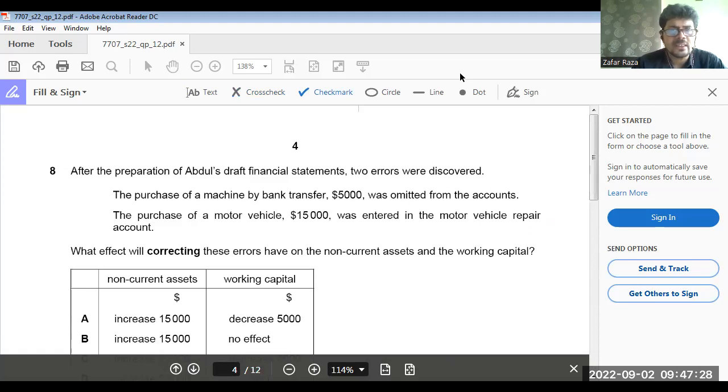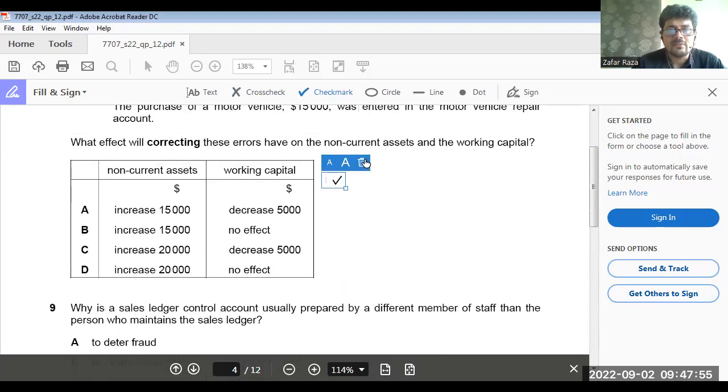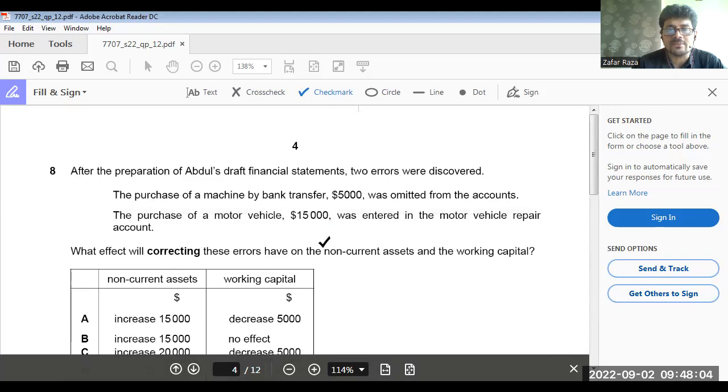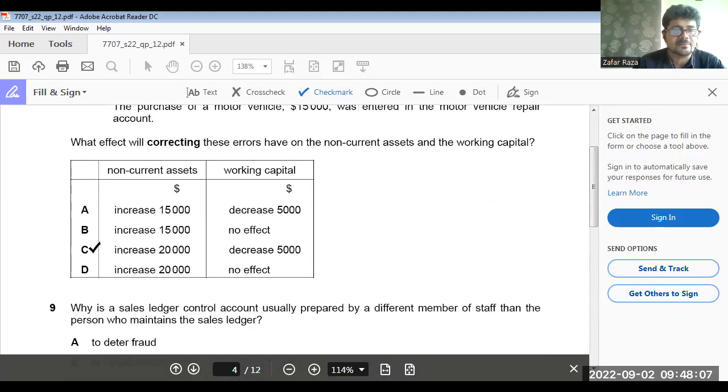After the preparation of Abdul's draft financial statement, two errors were found. Purchase of machine by a bank transfer, 5,000, was omitted from the accounts. Purchase of motor vehicle, 15,000, was entered in the motor vehicle repairs expense. What effect will correcting these errors have on the non-current assets and the working capital? Now, working capital is going to be decreased by 5,000. Getting my point clear? Working capital is going to decrease. So answer could be A or C. But non-current assets is going to be increased by 20,000. 15 plus 5, 20. So it means C option should be the answer.